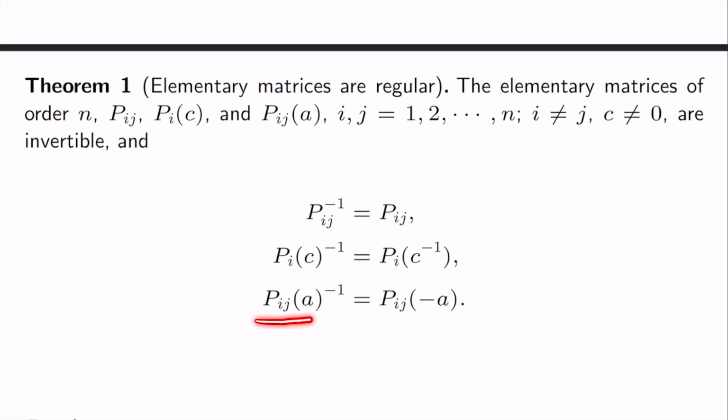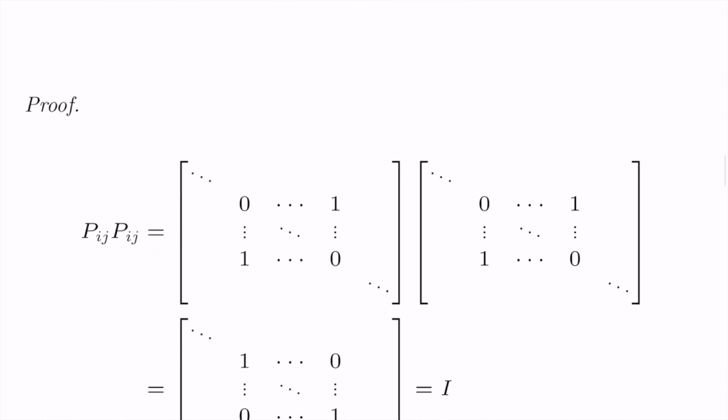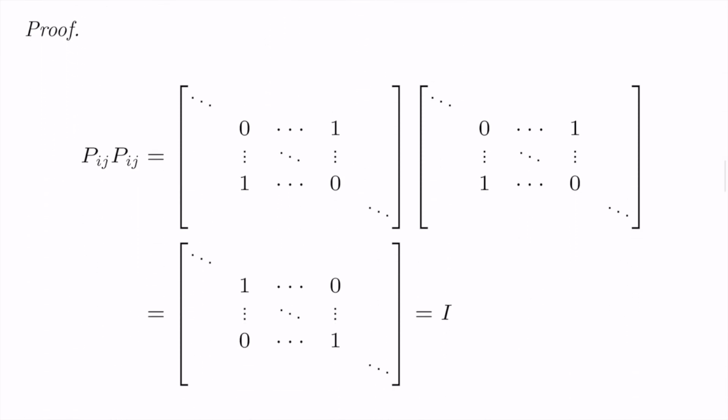And for Pij of A, this operation, if multiplied from the left, adds A times row j to row i. So if we want to recover the original matrix, we multiply row j by negative A and add that to the modified row i. So the inverse of Pij of A is Pij of negative A. So that's basically all there is for proving this theorem, but let's look at the proof a little bit more closely. So here it is.